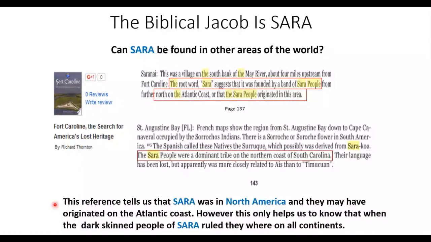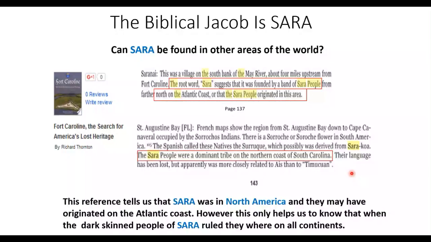But to read further, it says St. Augustine Bay, Florida. The French maps show the region from St. Augustine Bay down to Cape Canaveral, occupied by the Sorochos Indians. Hope I'm saying that right. There is a sriracha or a soroche flower in South America. The Spanish called these natives the Saraque, which possibly was derived from Saracoa. The SARA people were a dominant tribe on the northern coast of South Carolina. Their language has been lost, but apparently was more closely related to Ice than to Tumacan.